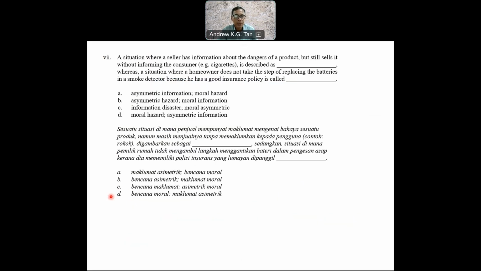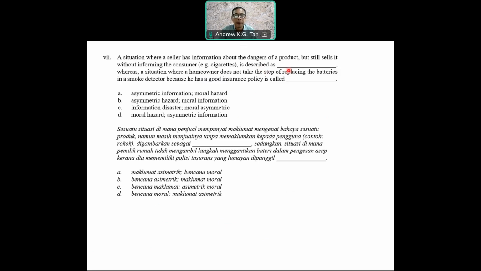Next, a situation where a seller has information about the dangers of a product but still sells it without informing the consumer, for example, the cigarettes industry, is described as what? Whereas a situation where a homeowner does not take the step of replacing the batteries in a smoke detector because he has a good insurance policy is called what?